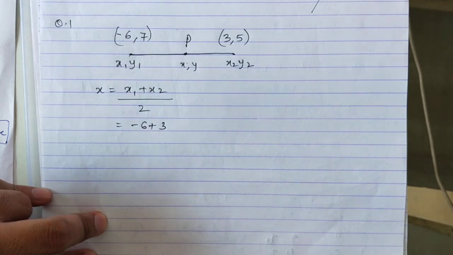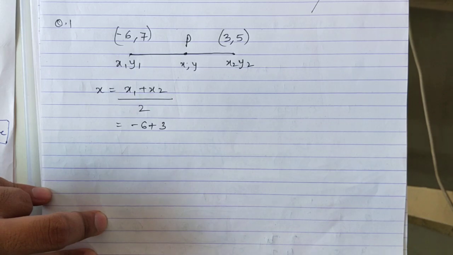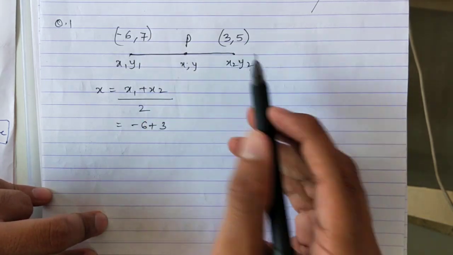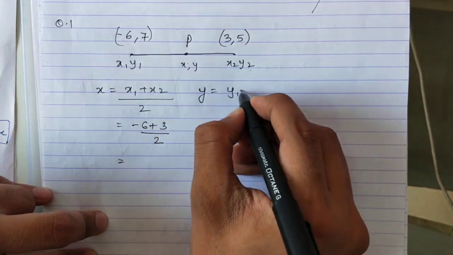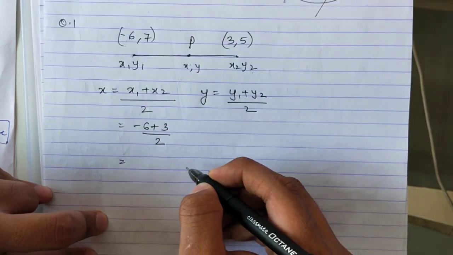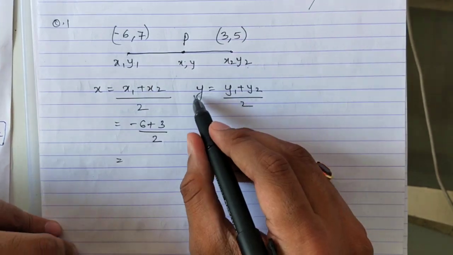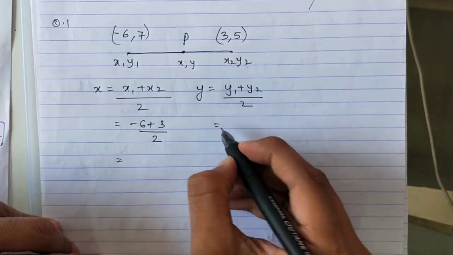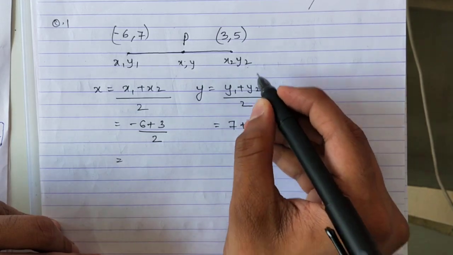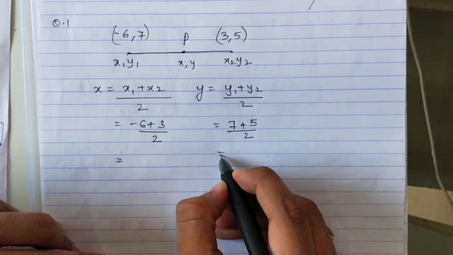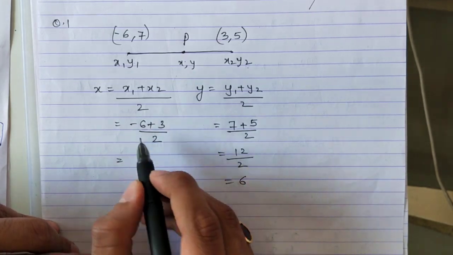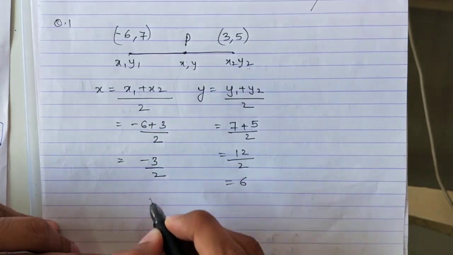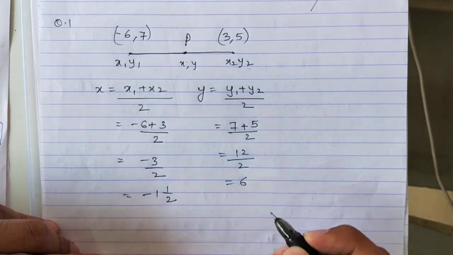And y. What is the value? See the value of y1 and y2. y1 is 7, y2 is 5. To find y, I have y1 plus y2 upon 2. Okay, I'm solving this also. The formula for y is y1 plus y2 upon 2. y1 is 7, y2 is 5, upon 2. So 12 upon 2, 6. And here 3 minus 6 will be minus 3 upon 2. If I do it in mixed fraction, it is minus 1 and a half.